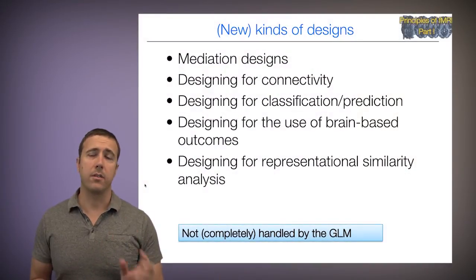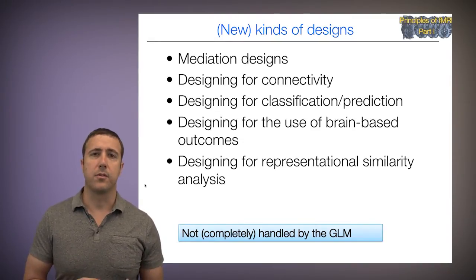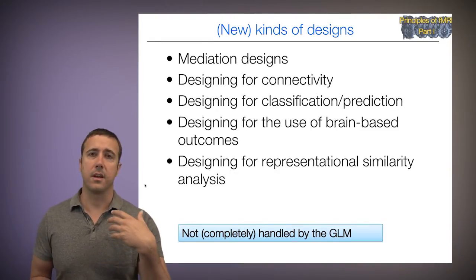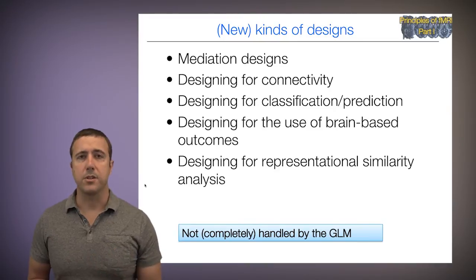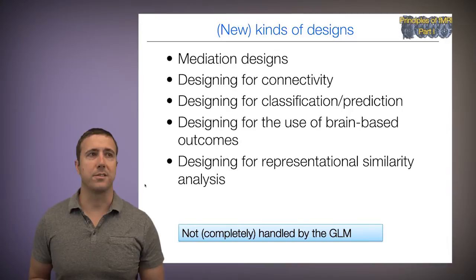The nice thing about these is each of these can be handled by the general linear model. And so there are corresponding techniques that we can do in analysis that go with each of these different kinds of designs. There are also other kinds of designs and design considerations that can't necessarily be handled by the general linear model, and these are considerations for more advanced designs. We'll talk more about these in part 2. And these include things like designing experiments for mediation, or for functional connectivity, or for classification and machine learning analysis.